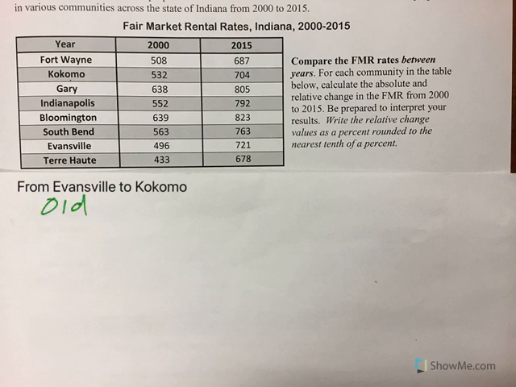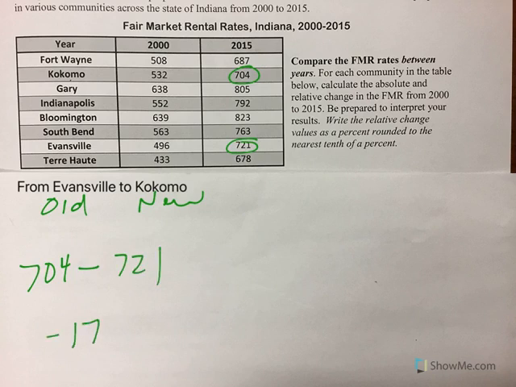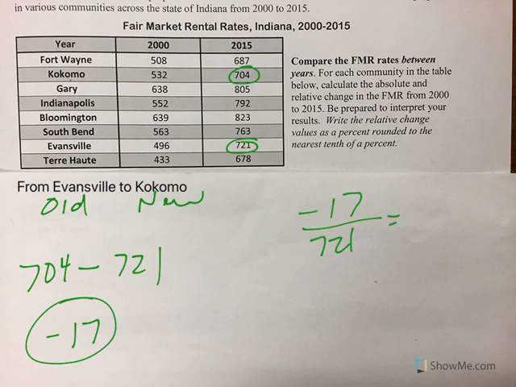From Evansville, old, to Kokomo, new. So we're dealing with Kokomo and Evansville. So Kokomo is new, Evansville is old, so we're at negative $17. Negative 17 over the old value gives me a negative 2.4%.